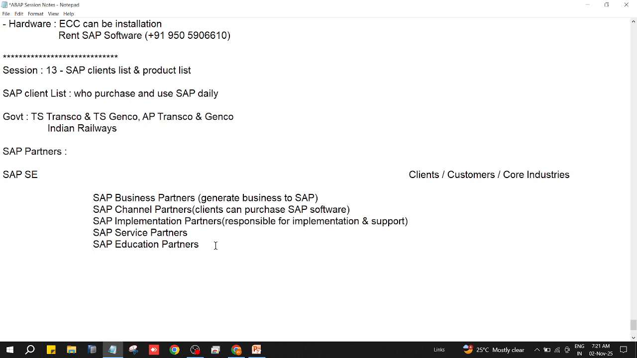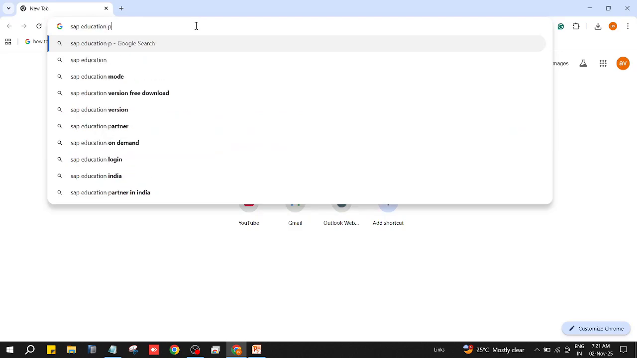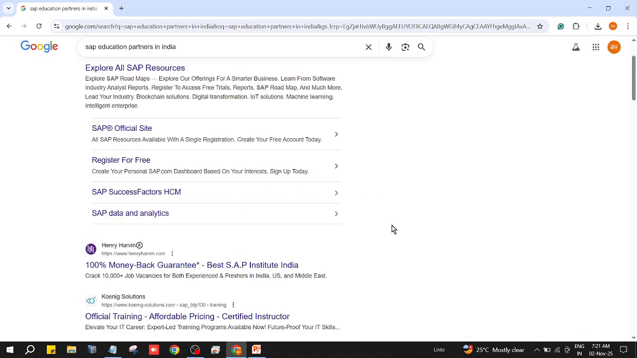SAP education is a totally different concept. SAP is very costly to learn also. Country-specific, you can go to Google and search SAP education partners in your country. Suppose you are in India, you will get the complete list on the SAP official site.